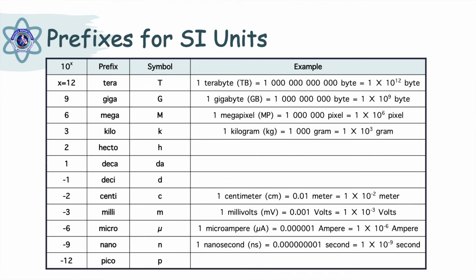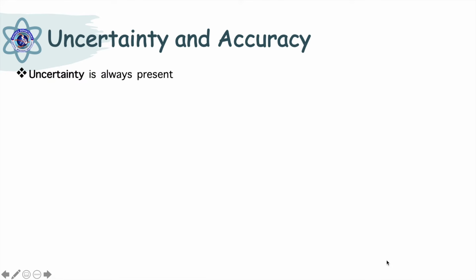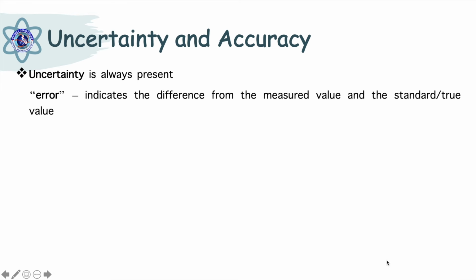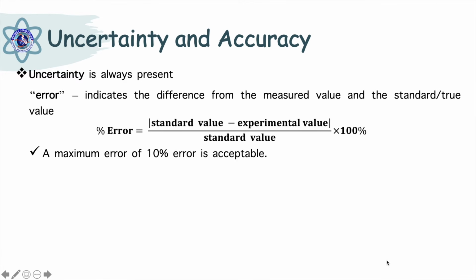These are also the prefixes for the SI unit system, so kindly familiarize yourself with them too. Also, in measuring physical quantities, uncertainties are always present. It means to say error. It indicates the difference between the measured value and the standard or true value. The equation for that will be the absolute value of standard minus experimental, divided by the standard value, times 100. Take note that a maximum error of 10% is acceptable.